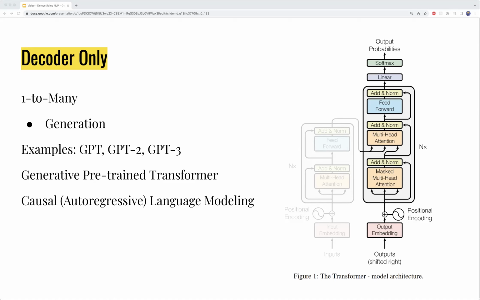And with these, you might also hear the term causal or autoregressive language modeling. And it means that GPT can only look at the tokens that came before the current one. So unlike BERT, it's unidirectional because it can only look to the left. Since it's learning to generate the output, it'd be cheating if it looked ahead to the right.